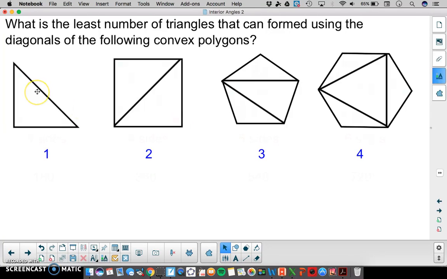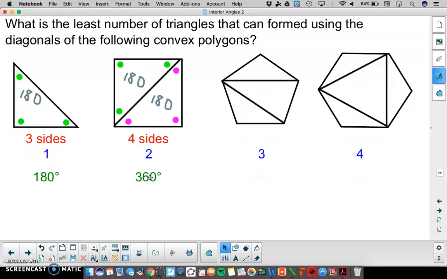Now let's look back and consider the measures inside each one of those triangles. We know the 3 interior angles of a triangle have to add to 180. So if we have a 3-sided figure, we're going to have one triangle that can be formed for a total of 180 degrees. In this square, we have one set of angles here that will add to 180 and another set of angles that will add to 180. So if we have a 4-sided figure, we have 180 plus 180 for a total of 360 degrees.